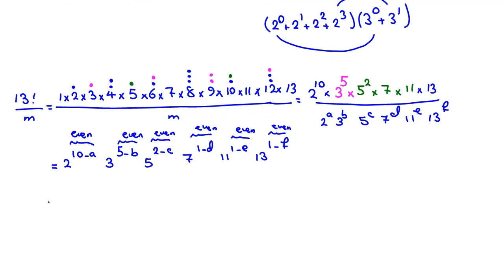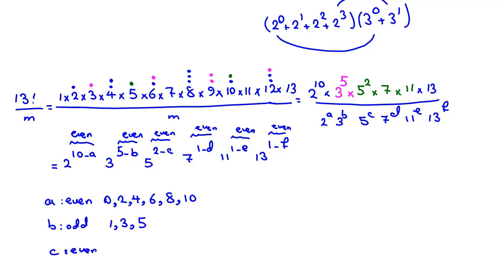Now, let's focus on A, B, C, D, E. Because 10 minus A is even, A is also even. A can be what? It should be at least 0 for 10 minus A, so it can be 0, 2, 4, 6, 8, 10. 5 minus B should be even, so B is odd, and B can be 1, 3, 5. 2 minus C is even, so C should be even, so C is 0 or 2.